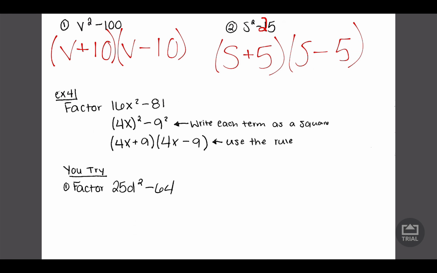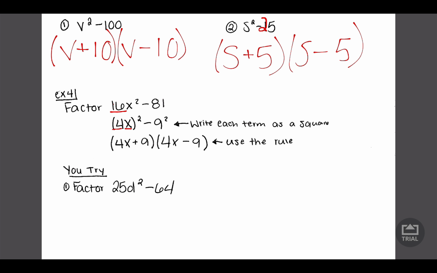All right, look at example 4. This time there's a number out front, but still you're just taking the square root of the front term and the square root of the second term. You just happen to also have to take the square root of the number and of the x. So the square root of 16 is 4, the square root of x squared is x. And it's really not any more complicated.